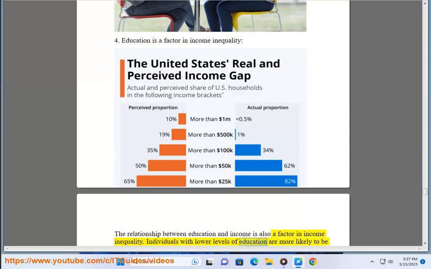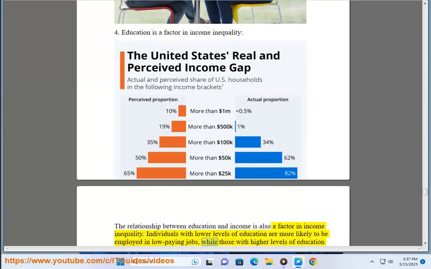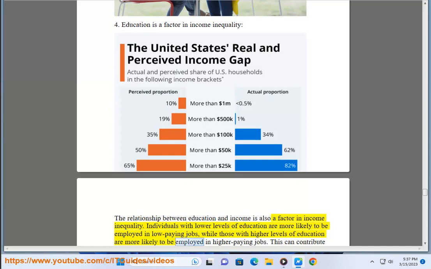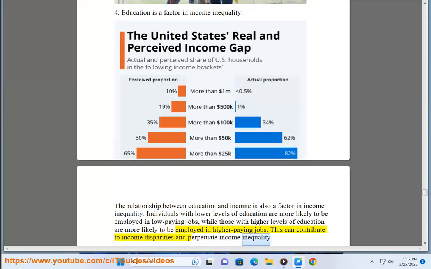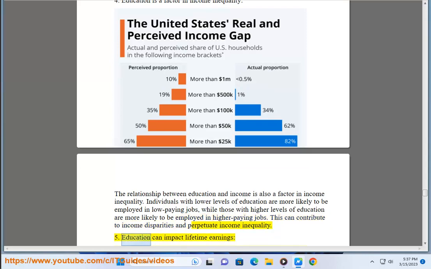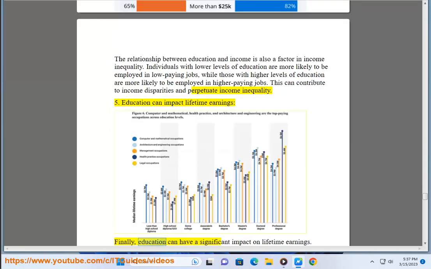Individuals with lower levels of education are more likely to be employed in low-paying jobs, while those with higher levels of education are more likely to be employed in higher-paying jobs. This can contribute to income disparities and perpetuate income inequality. 5. Education can impact lifetime earnings. Finally, education can have a significant impact on lifetime earnings.